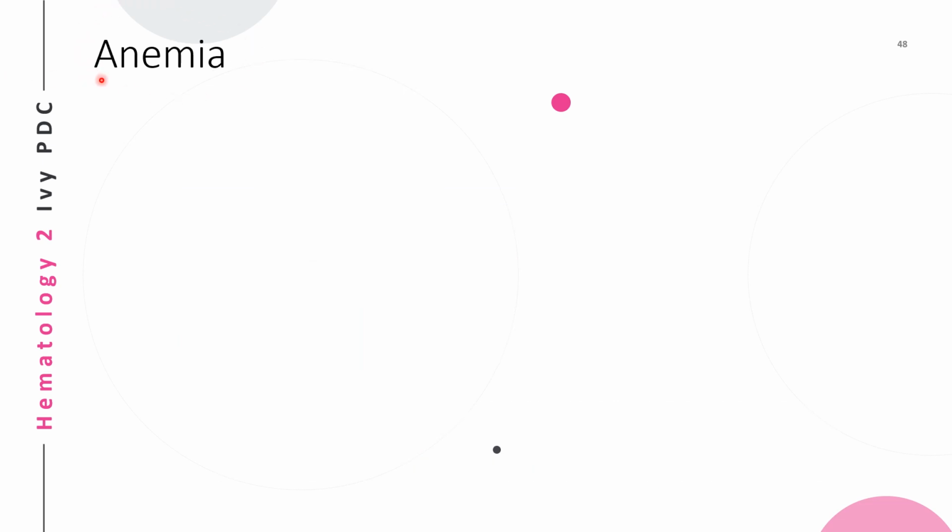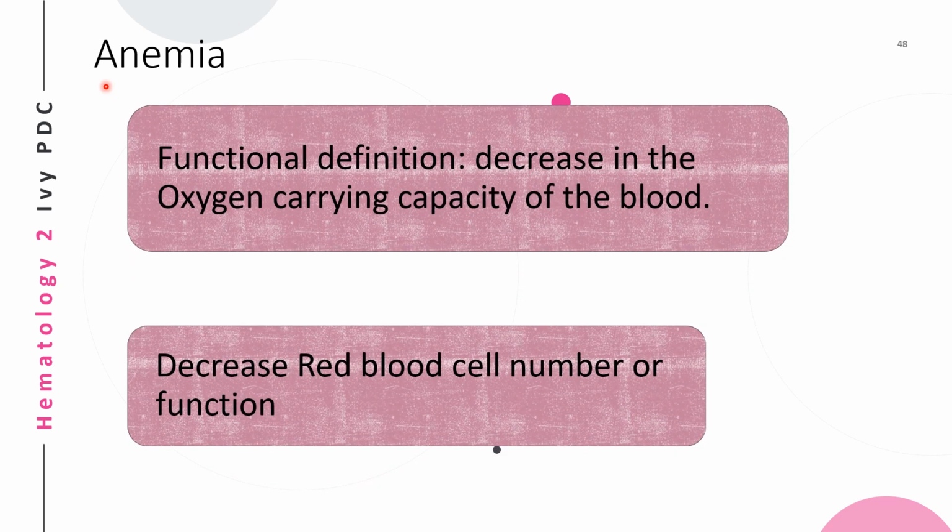Anemia is a condition of decreased red blood cells, but it can be functionally defined as a decrease in the oxygen carrying capacity of the blood. That means anemia can arise if there is insufficient hemoglobin or if the hemoglobin has an impaired function. Also, anemia is a decrease in red blood cell number or function. Anemia may result whenever red blood cell production is impaired, when the RBC lifespan is shortened, or when there is blood loss.